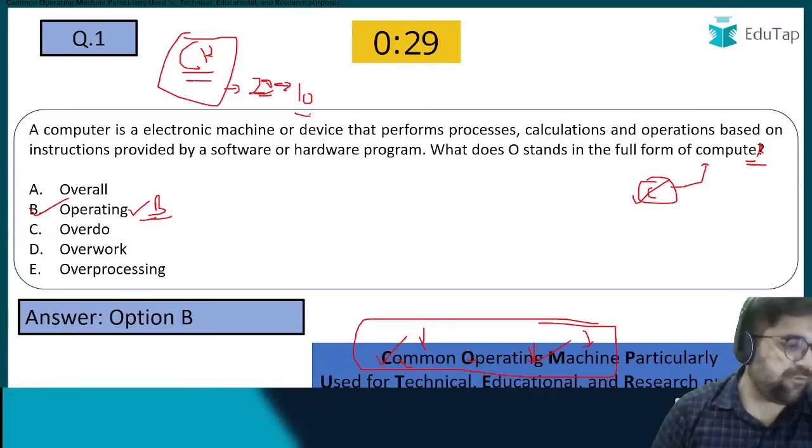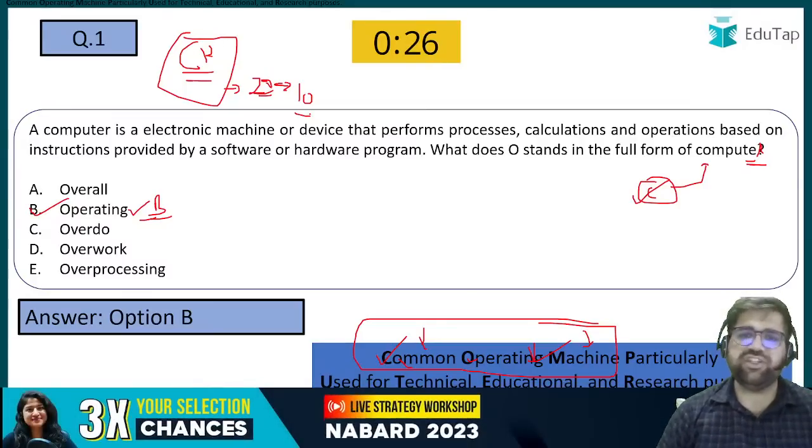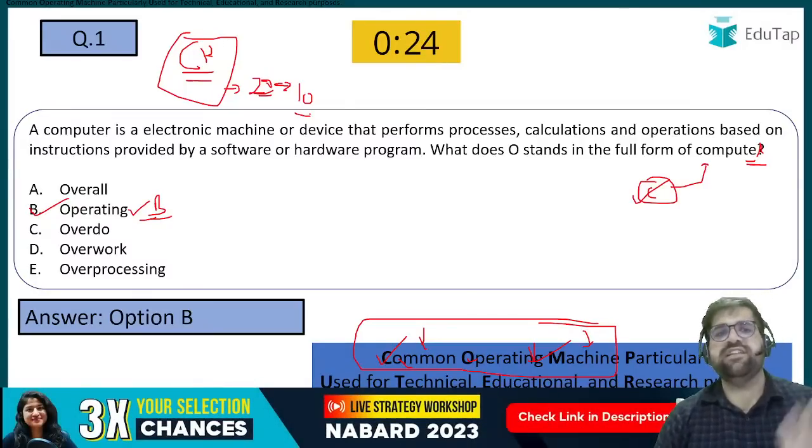Good, I can see maximum of you are replying correctly. That is common operating machine, particularly used for technical, educational and research purposes.